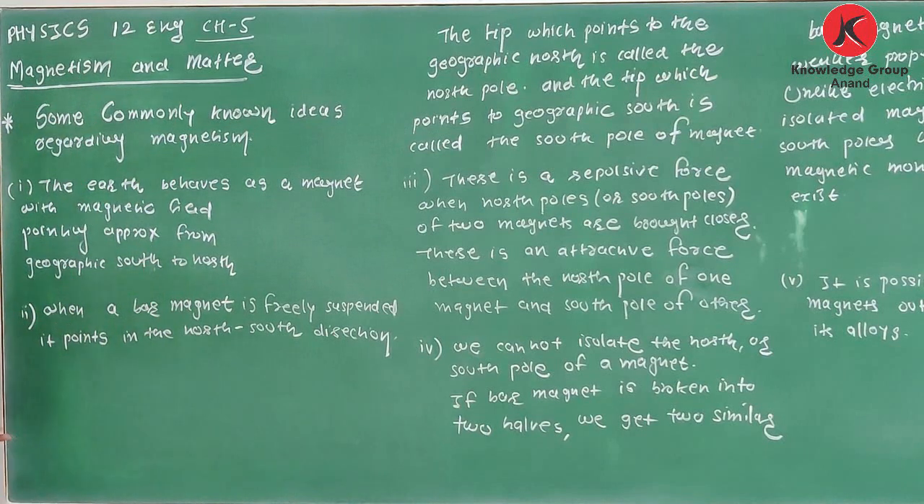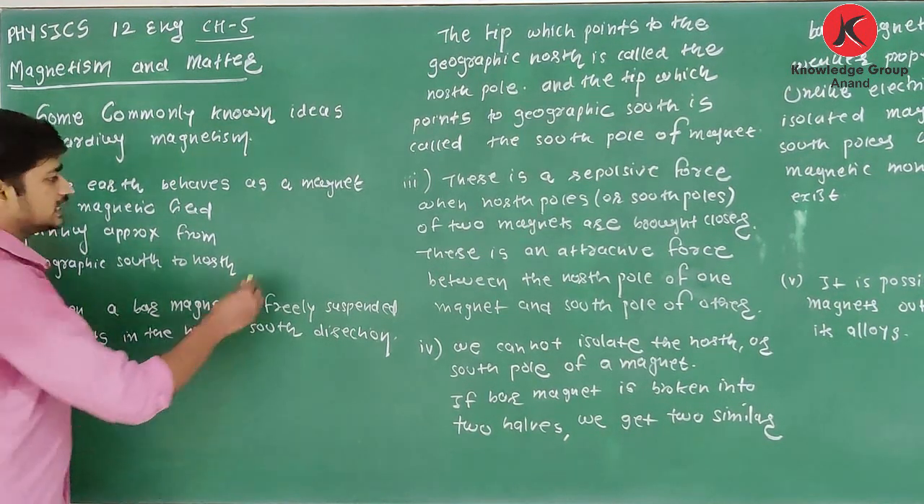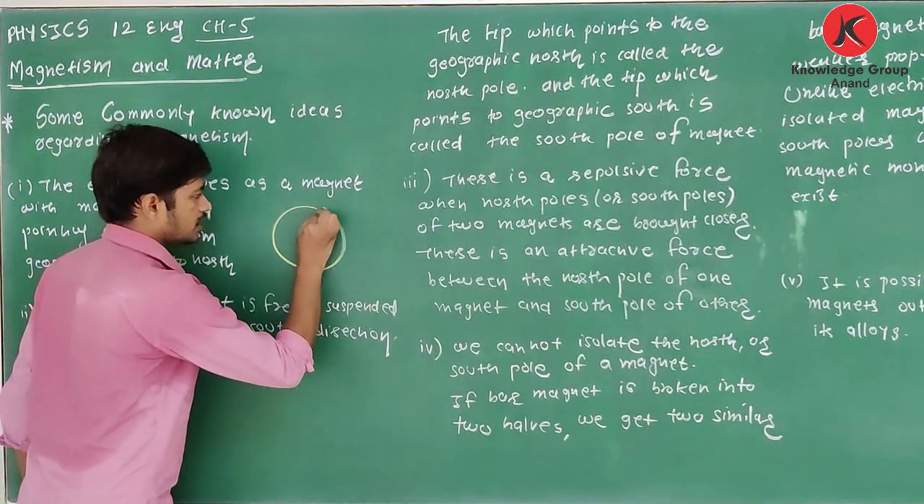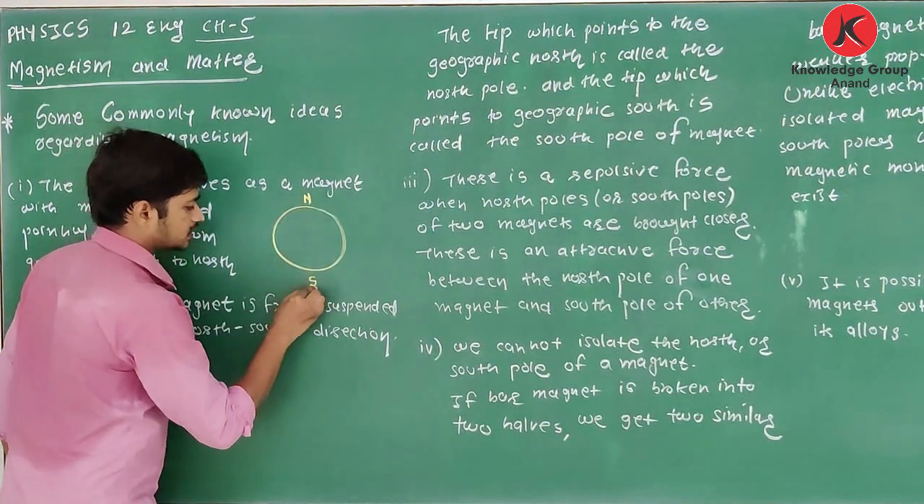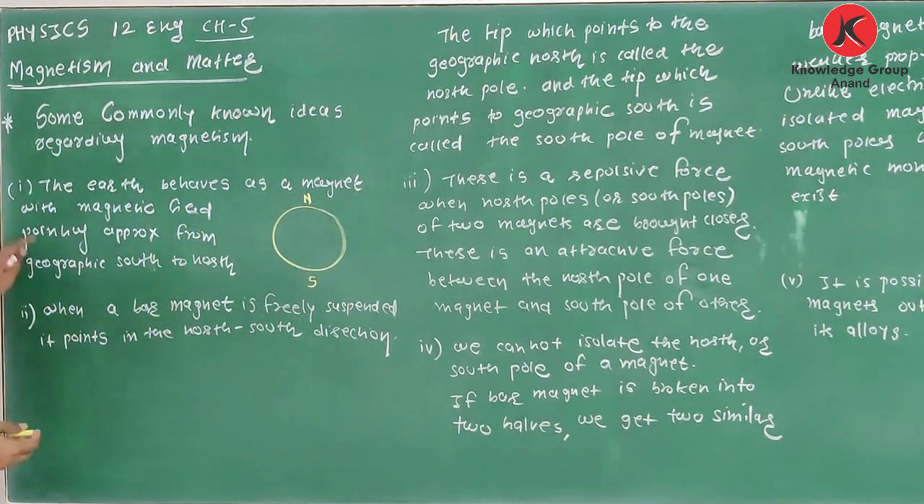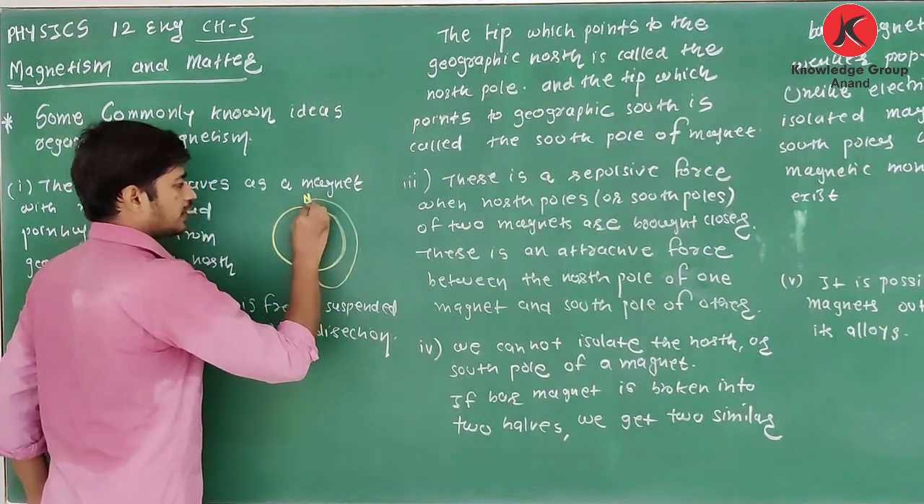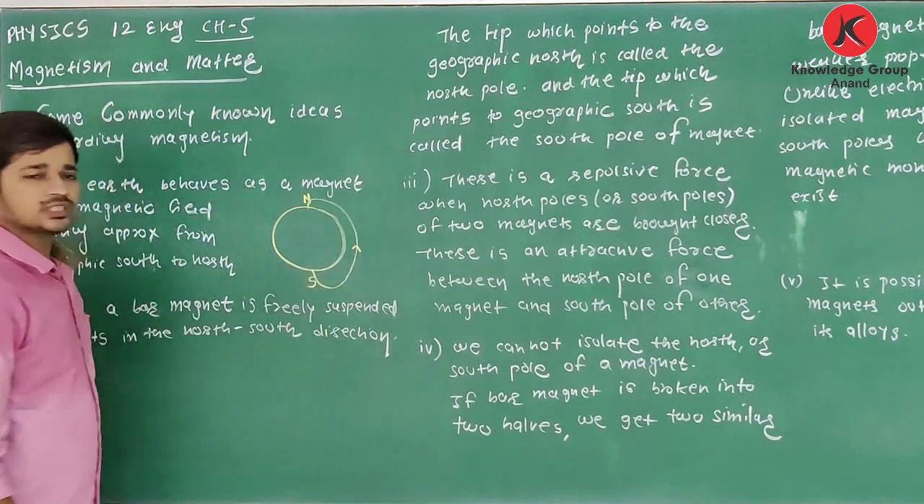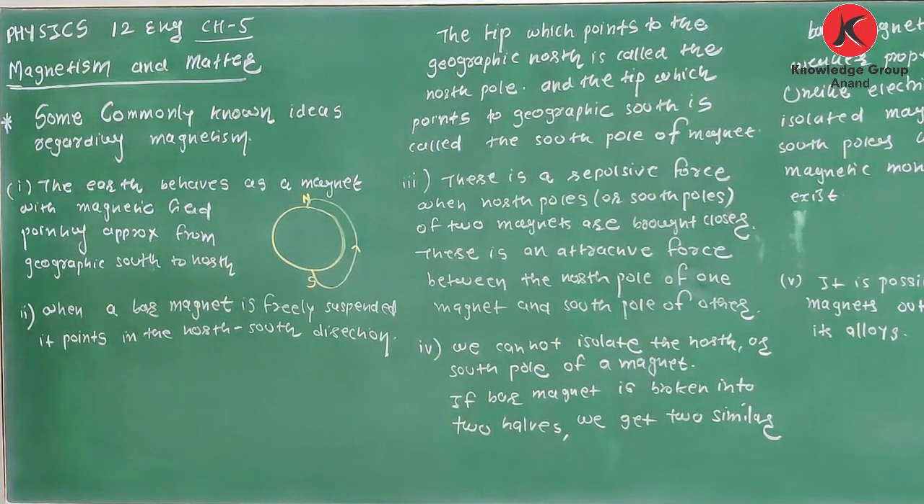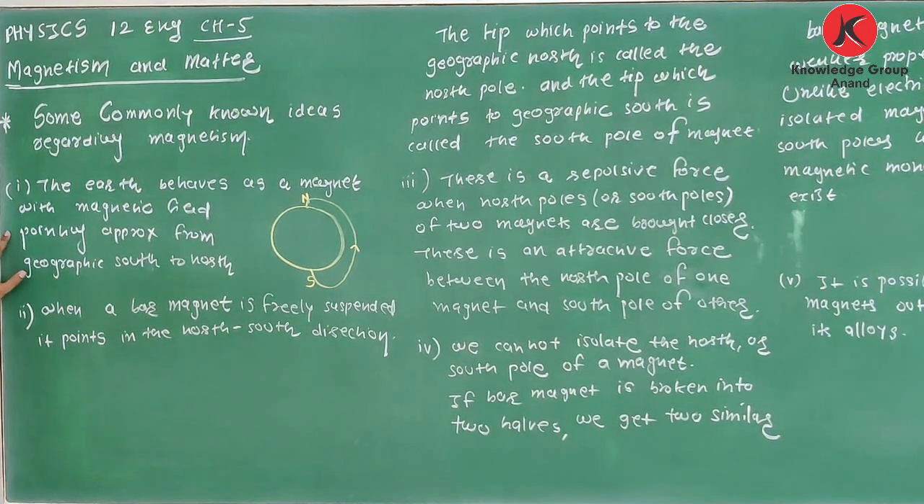First point: the earth behaves as a magnet with magnetic field pointing approximately from geographical south to north. We know that Earth has a North Pole and a South Pole. The magnetic field lines are from geographic south to geographic north, like this. Clear about this? It is the first point that you have to remember.